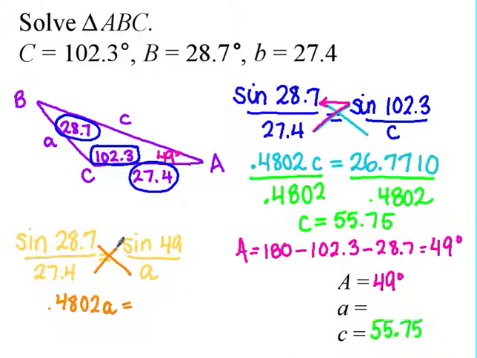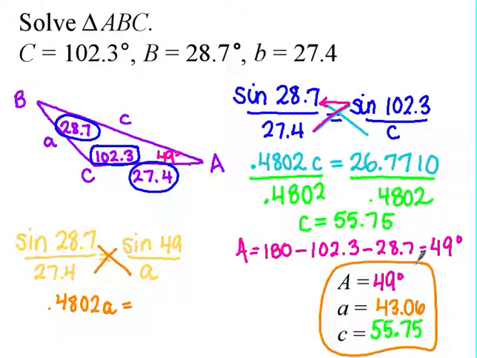So I need to know what you've got for side A. What'd you get? 43.06. Did somebody else get that? Okay, 43.06. So that is what side A equals. And there you go. You've solved the triangle.